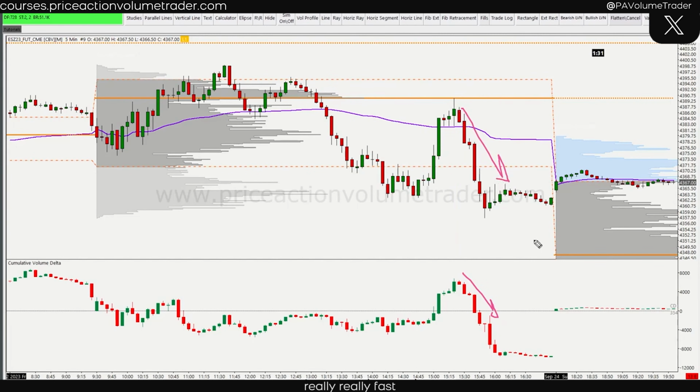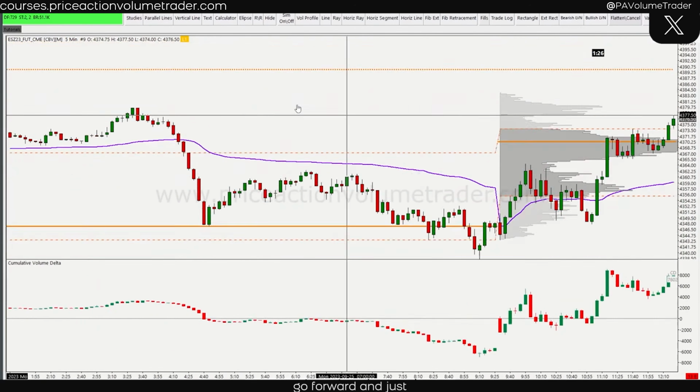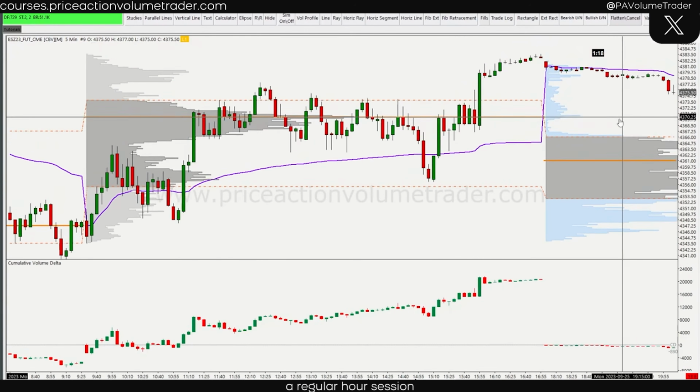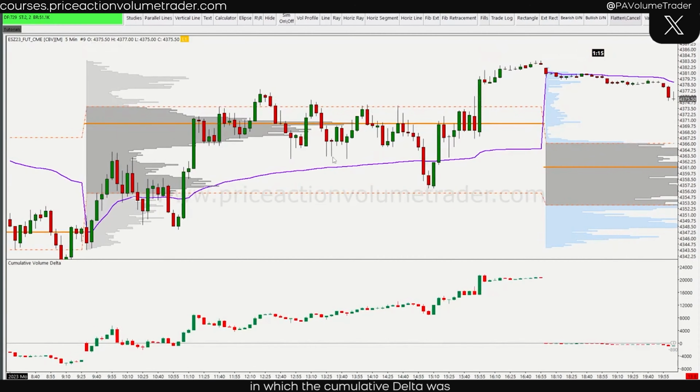If we go forward and just look at other sessions, you can see, for example, a regular hour session in which the cumulative delta was pretty similar in line with price. You can see we started off bullish, both pushing up. Right here, we did have a pullback, and you can see price did make lower lows, and yet delta was pretty much sideways. So if delta is going sideways, I'm not too concerned with that. That means that more limit buyers and sellers are in control.